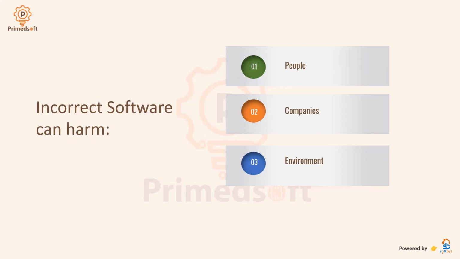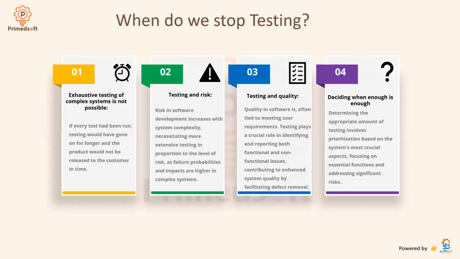So this software can actually cause harm to people, it can cause harm to companies, and it can also cause harm to our environment. So these are the three major categories that incorrect software can cause harm to, right? So we'll go to the next slide, which says, when do we stop testing?